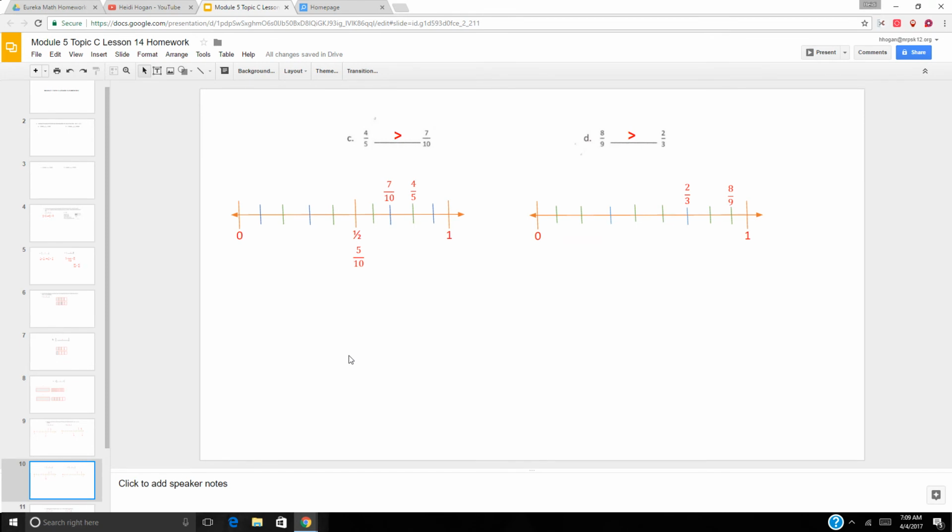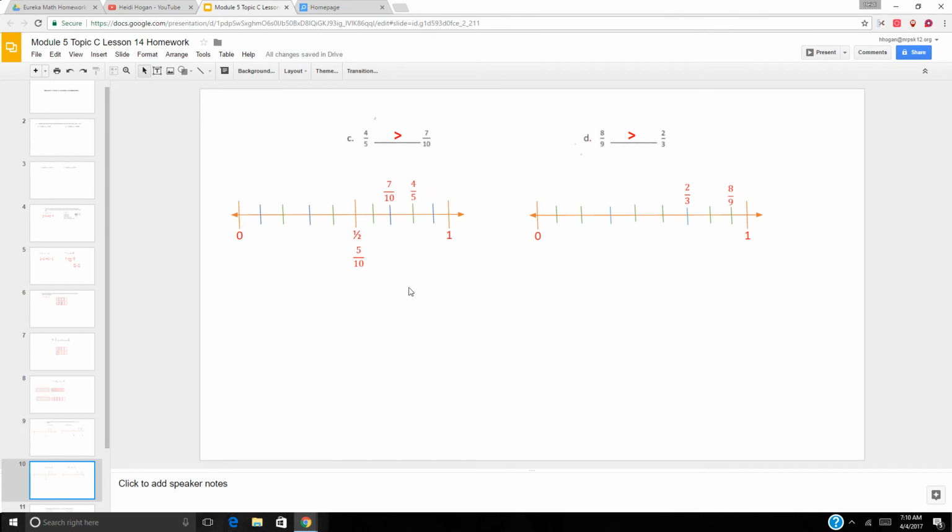So 4 tenths and 4 fifths and 7 tenths. I was looking at this. I know that 1/2 is 5 tenths. So 1, 2, 3, 4, 5, 6, 7, 8, 9, 10. And the fifths are every other tenth. So 1, 2, 3, 4, 5.